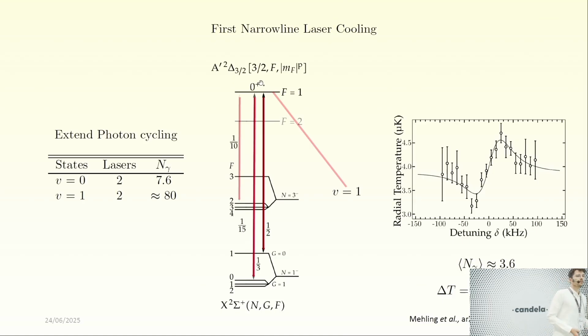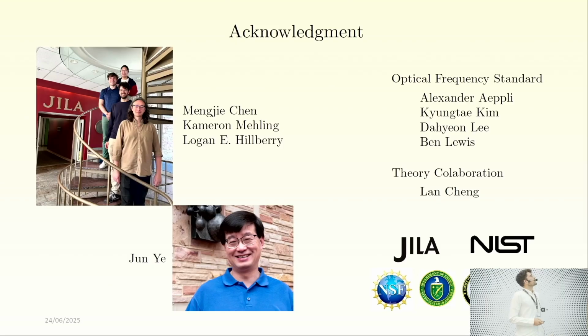And so in principle, with 4 lasers, we should have enough photon cycling to cool the molecules down to the recoil limit, and as well, enough photons to repopulate the F=0 state efficiently. And with that, I want to conclude. My time is up. I want to thank my lab mates, Mangshay, Cameron, and Logan, and Junier, and you for your attention. Thanks.